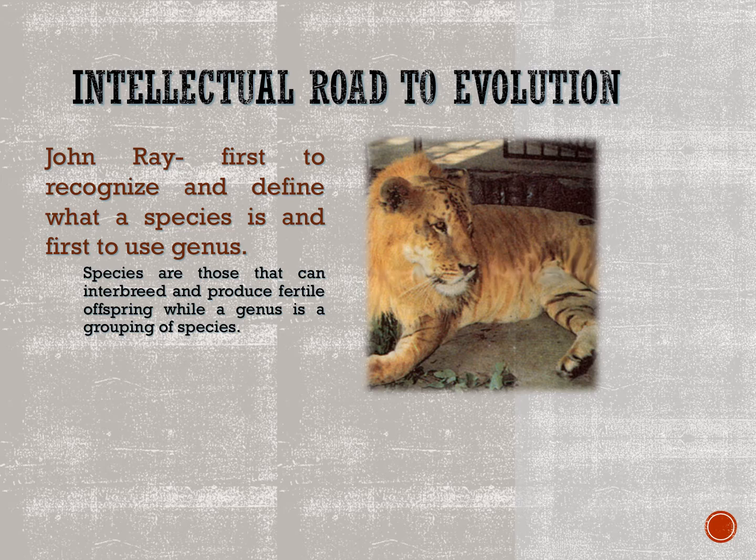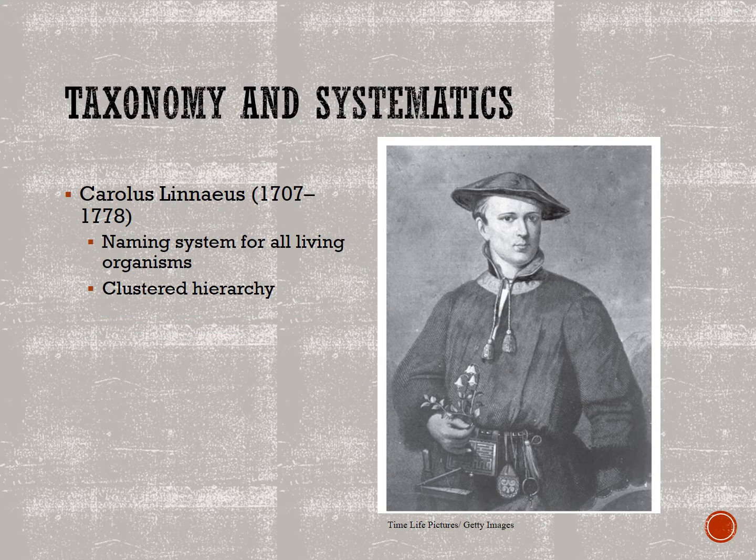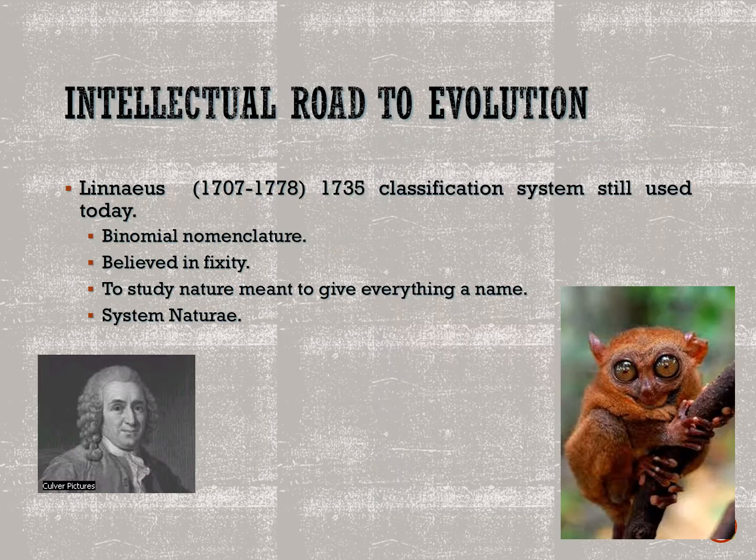But boy, I don't think John Ray could have ever even imagined that would happen. So now we're coming to Carolus Linnaeus. He's had a huge impact on science. I mean, huge. He came up with the classification system that we still use today. We use the base of it anyway.